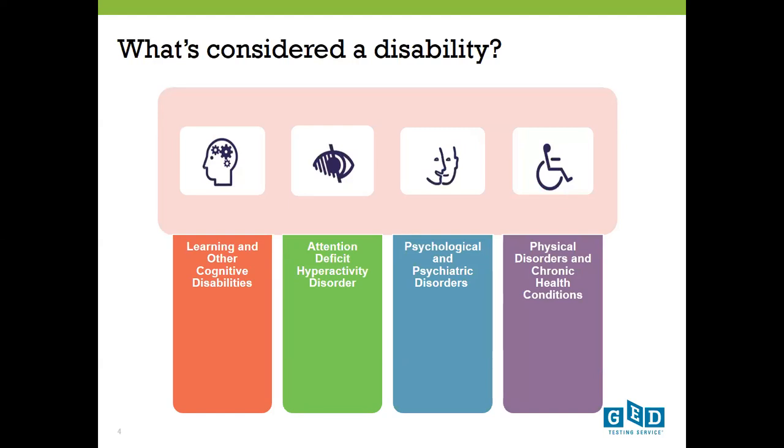The first one is learning and other cognitive disabilities. Generally, the documentation for this category would be a psychological report. The report should be within the last 5 years. Now, that being said, I encourage you, if the report is 5.5 or 6 years old, please send it in to us. Let our team take a look at it.